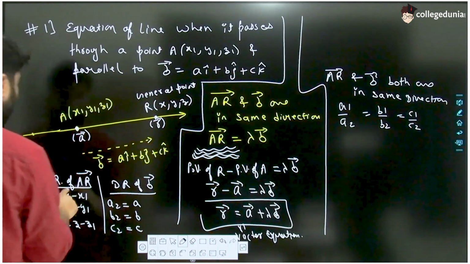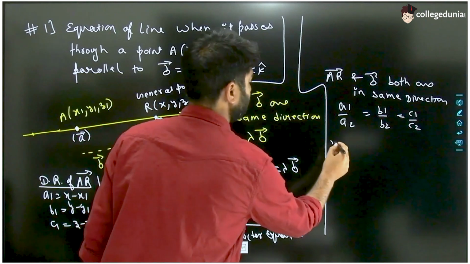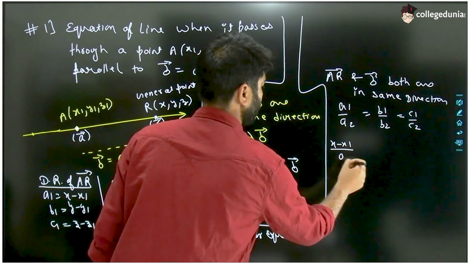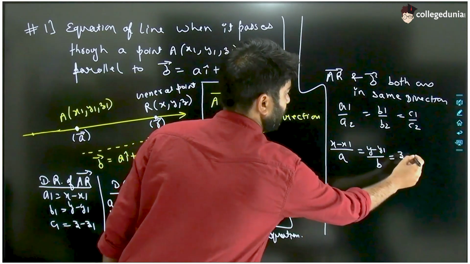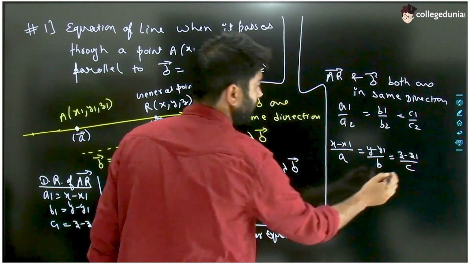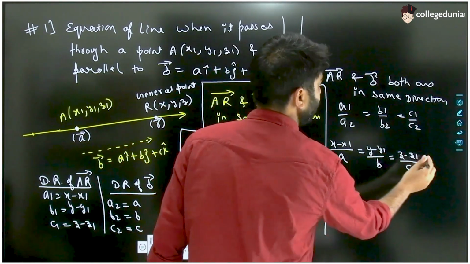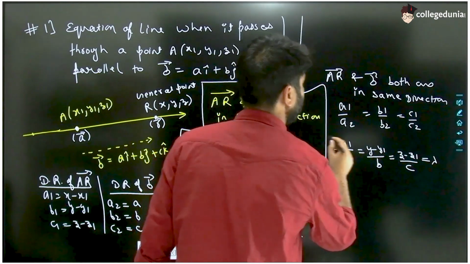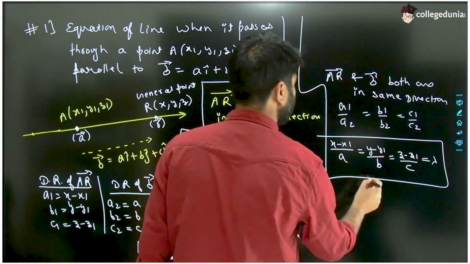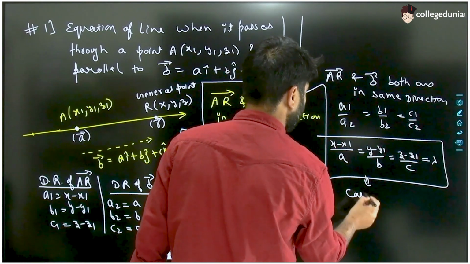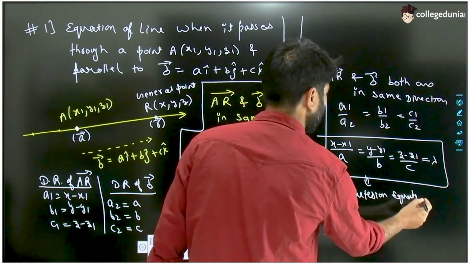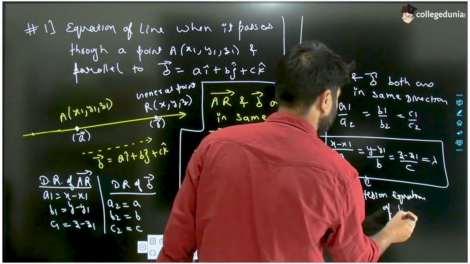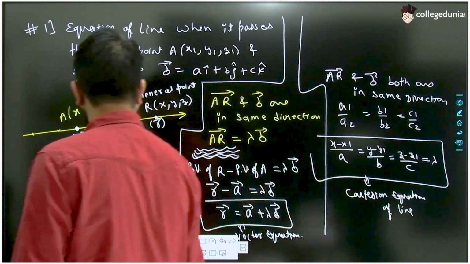So x minus x1 upon a, y minus y1 upon b, and z minus z1 upon c, all these terms will be equal to some constant lambda, and this is called the Cartesian equation. This is the Cartesian equation of a line.